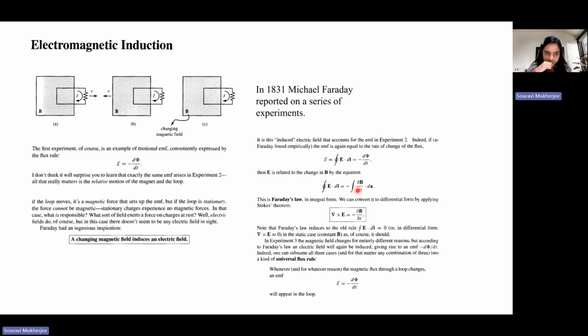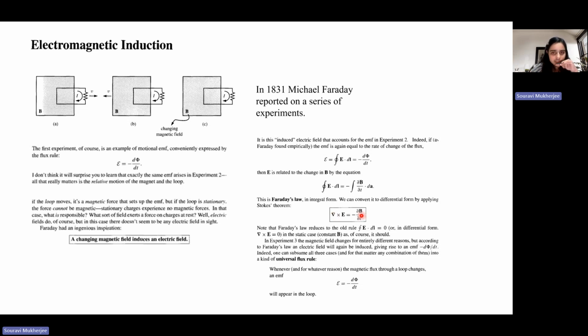Now, what is EMF? EMF is associated with some potential differences, right? So this potential difference means that it is resulting in some electric field. Okay, so this led to the fact that a changing magnetic field can induce an electric field. Okay, so this modified our initial equation of curl of E. So in the electrostatic limit we had curl of E going to 0, right?